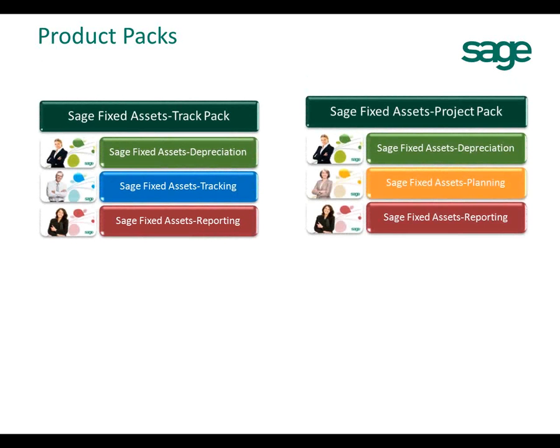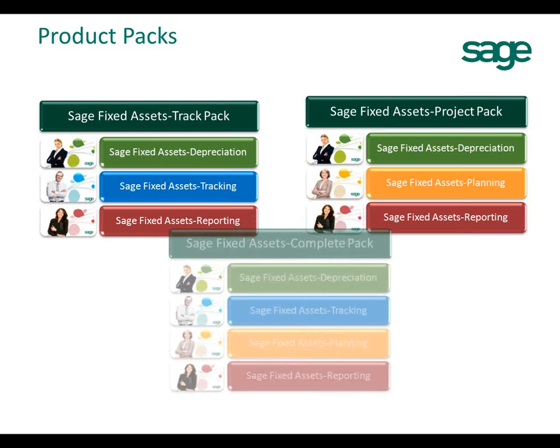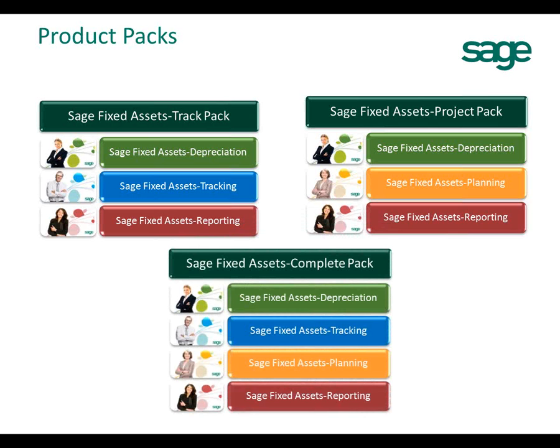The great thing about our company is that we do offer packages. The first package that you see on the left is called our Track Pack, and that's if you have a need to do an inventory and also want to do depreciation as well. That does come with a report writer. Project Packs is if you have any ongoing projects that you want to be able to keep track of, and then also have the depreciation module with the report writer. But the very last package is the Complete Pack that provides you with all of the packages combined.